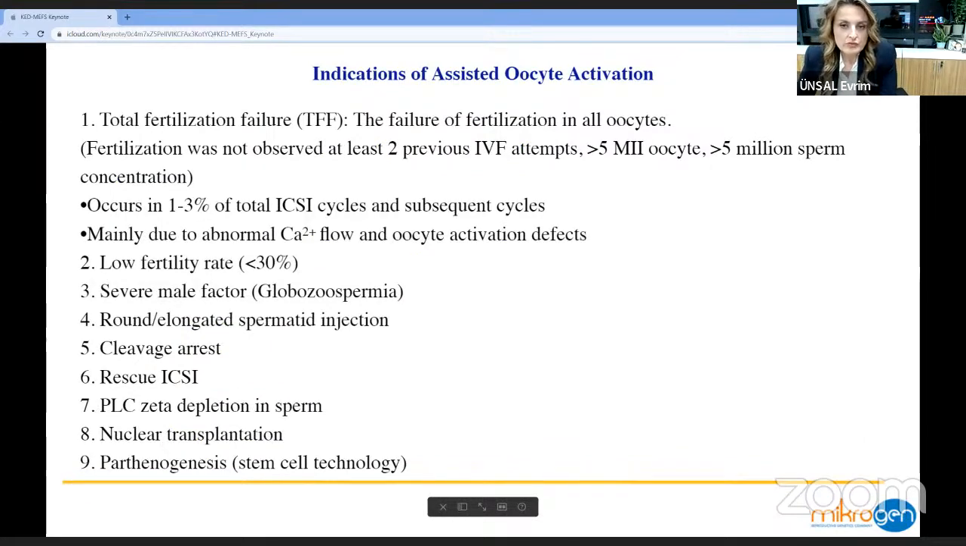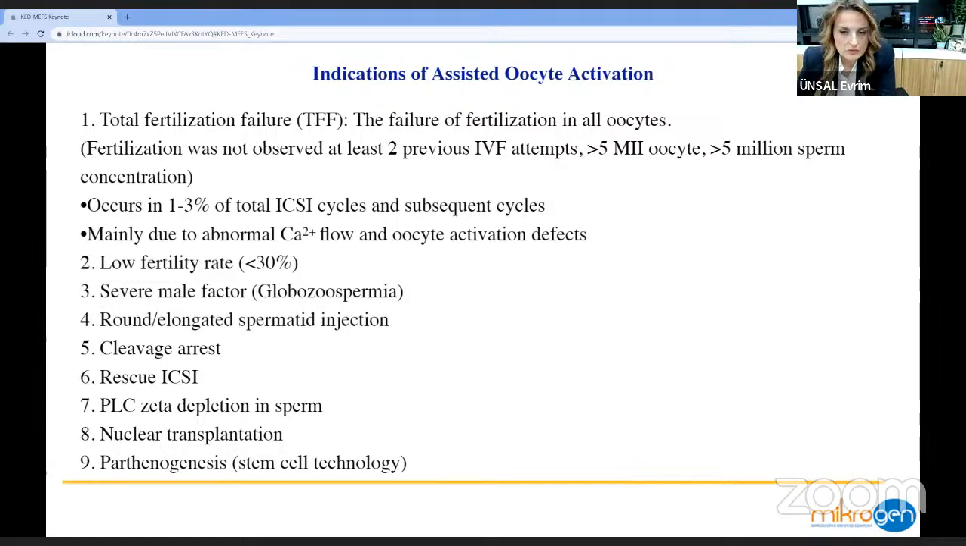What are the indications of assisted oocyte activation? TFF cases are obvious targets. If we need a definition for TFF, TFF is generally described as recurrent fertilization failure in all oocytes for subsequent cycles. For standardization's sake, we can define TFF as cases in which fertilization was not observed in at least 2 previous IVF attempts with more than 5 mature oocytes and optimal sperm concentration. TFF can reoccur, and the incidence of TFF cases is around 1 to 3%.